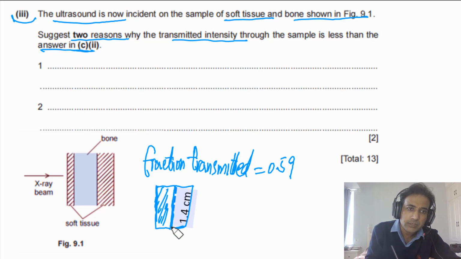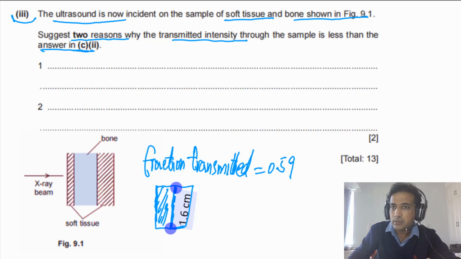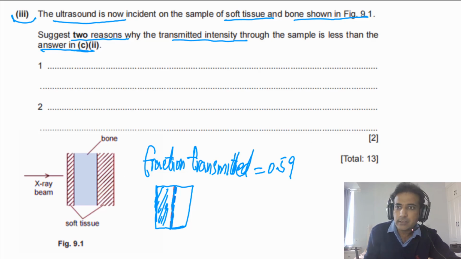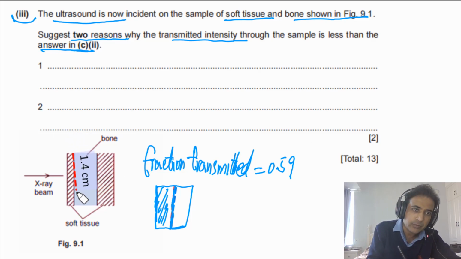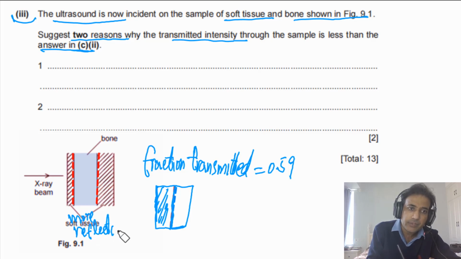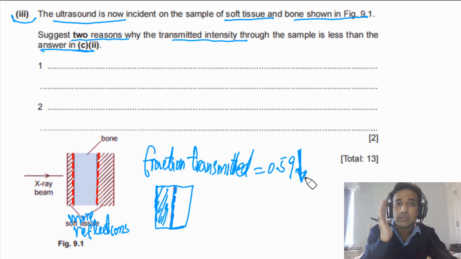So in this case we just considered this one boundary. Let me change color so you can understand this better. But if you look at this one, here we have more than one boundary. We have one boundary here, and one boundary here. So it means here we have more reflections. If more reflections, it means that the transmitted intensity will go down. So this is one reason.